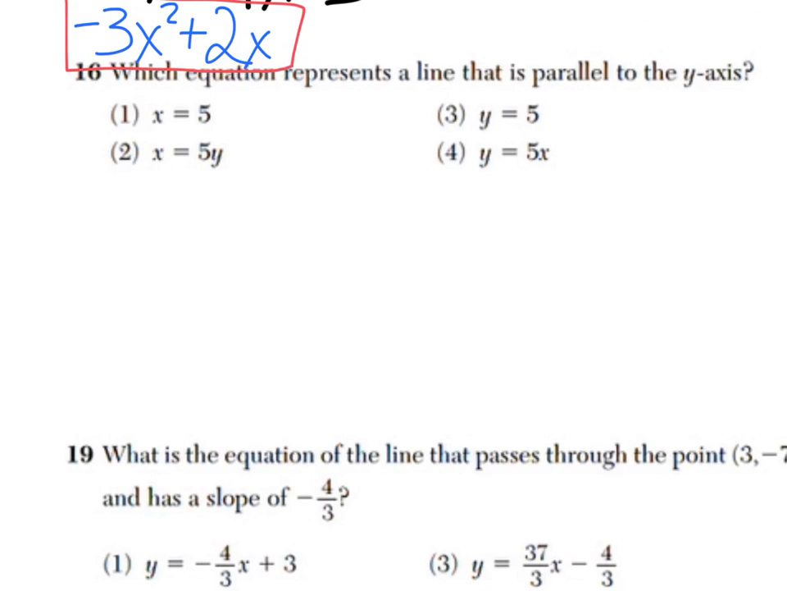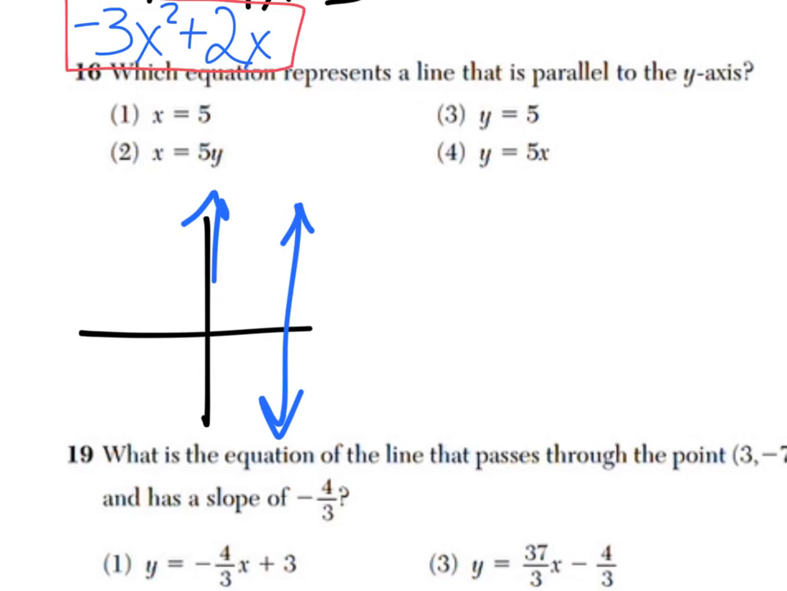It says, which equation represents a line that is parallel to the y-axis? So if we've got our coordinate plane, we know that this is the y-axis, right? It goes up and down. So we want to know which one would be parallel, which one is going to be going up and down, right? So let's take a look at this. We've got x equals 5, x equals 5y, y equals 5, and y equals 5x. So what we can do right off the bat is eliminate these ones with multiple variables, because we want one that's parallel. And so that means that it's either option 1 or option 3.